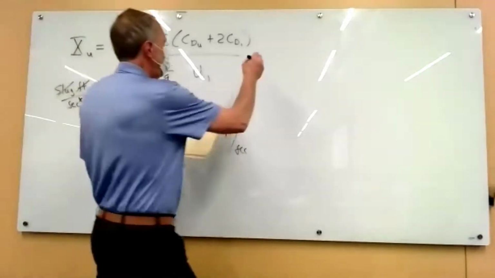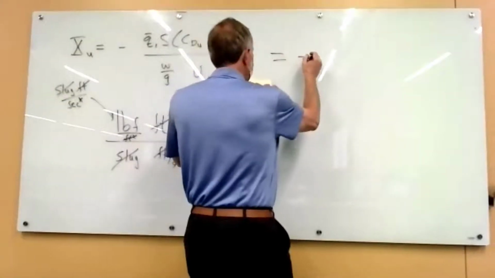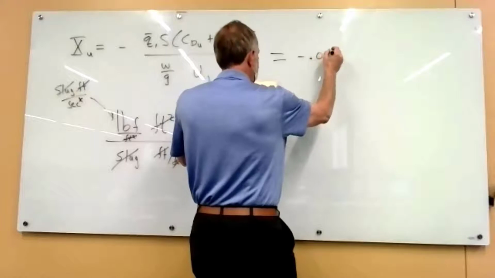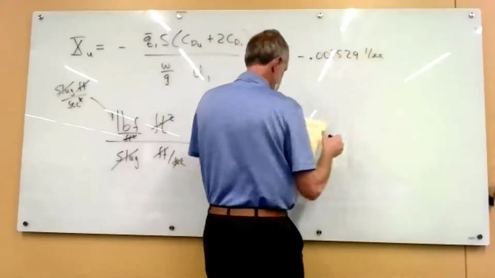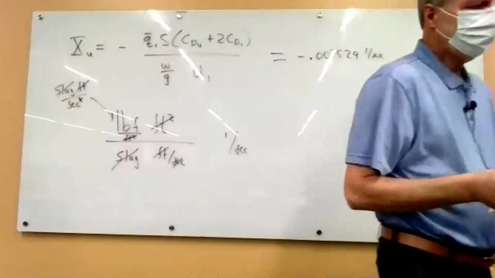And again, the value I get for this, and we've validated that, is minus 0.0075. All right, the next step.